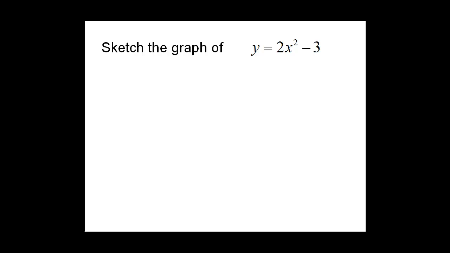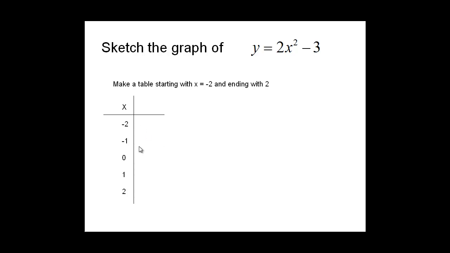Okay, suppose you want to sketch a graph of y equals 2x squared minus 3. The first thing I usually do is make a table of values, and I'm going to start with x equals negative 2 and end with positive 2. You can put more or fewer values. The more values you put, the better your table is. The fewer values, the less likely the graph is to be correct. I suggest you put positive and negative values so you can see the whole graph.